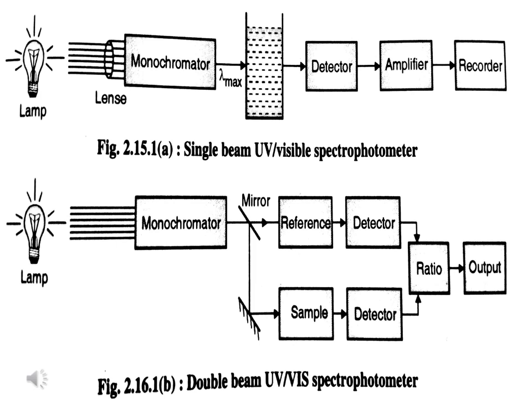If we consider the double beam UV visible spectrophotometer, then there is one more add-on thing. After passing the monochromatic light, there is a vertical mirror and two paths. The one path has the reference solution and then the detector, and in the other path there is the sample and then the detector, and finally the ratio and output.